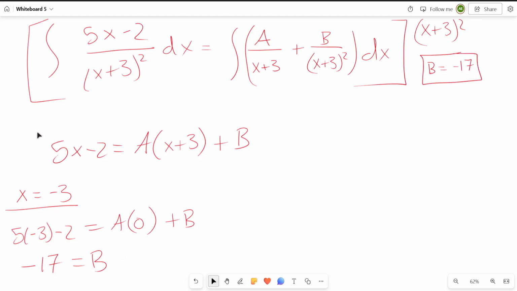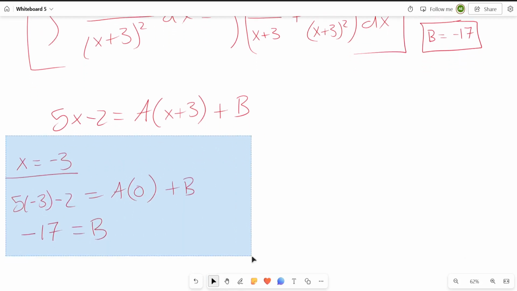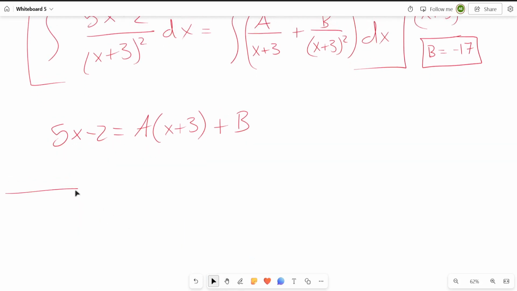This is the first term. Now let's do another substitution, okay, to find a. Now we cannot cancel b, however, we know its value. It's minus 17. So now we can do any substitution. I prefer to substitute 0 over here. This is going to make me have a lot less numbers. So this is going to be 5 times 0 minus 2 equal a times 0 plus 3 is 3 plus b, and I know that b is minus 17, so it's plus negative 17.